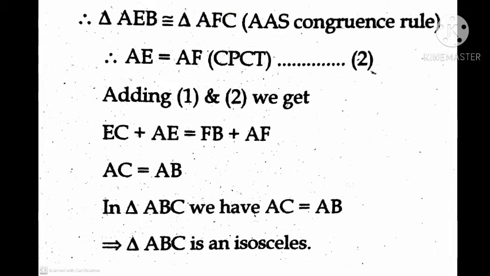Now adding equation 1 and equation 2, we get AC plus AE is equal to FB plus AF. That implies, if we add EC plus AE, we get AC. That is equal to FB plus AF, which adds up to AB. In triangle ABC, we have AC equal to AB, so triangle ABC is an isosceles triangle.